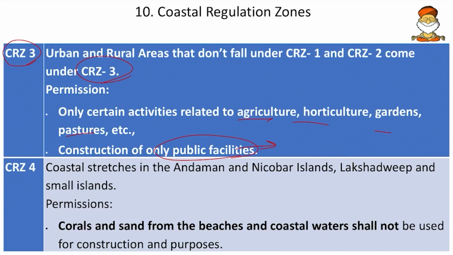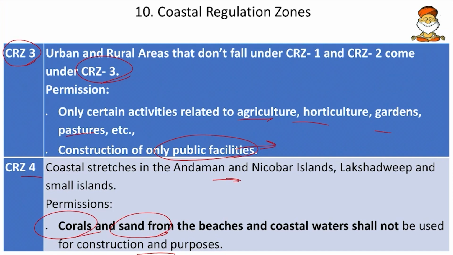And then the CRZ 4, the coastal stretches in the Andaman and Nicobar Islands, Lakshadweep and small islands. Here the corals and sand from the beaches and coastal waters shall not be used for construction and other purposes. Apart from that, construction can go on in the CRZ 4. So CRZ 4 falls under the Andaman, Nicobar and Lakshadweep Islands.